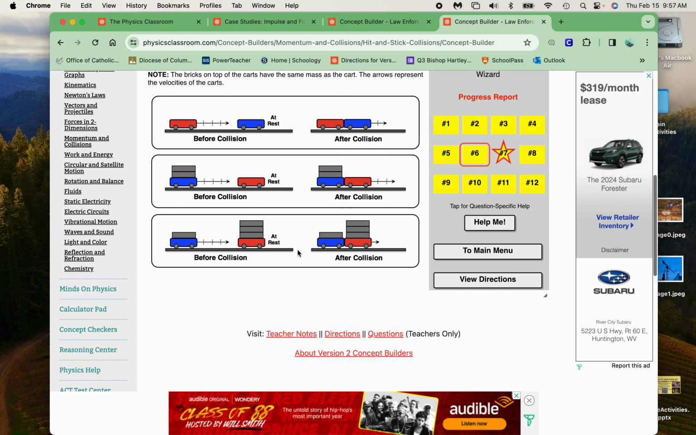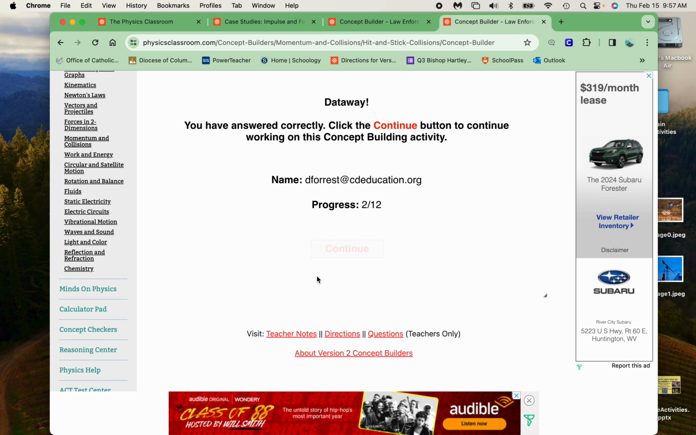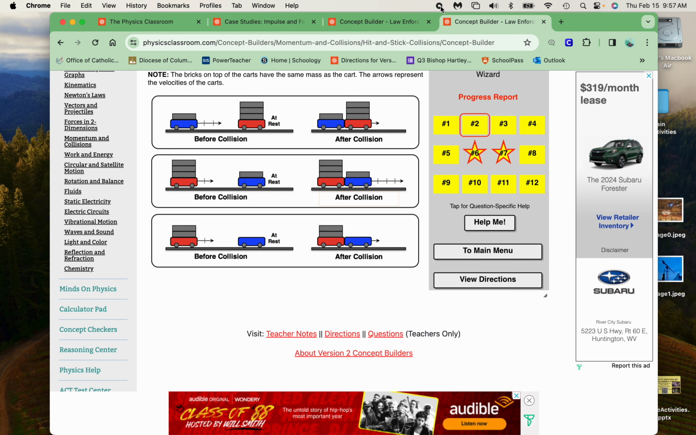So I'm betting this one's going to be illegal. 1, 2 units of mass times 4 units of velocity is 8 units before. And I've got 1, 2, 3, 4, 5, 6 times 1 is 6 afterwards. So that's illegal. I'm going to check my answers. And that is good. So hopefully this helps, and hopefully you can get through with these concepts.